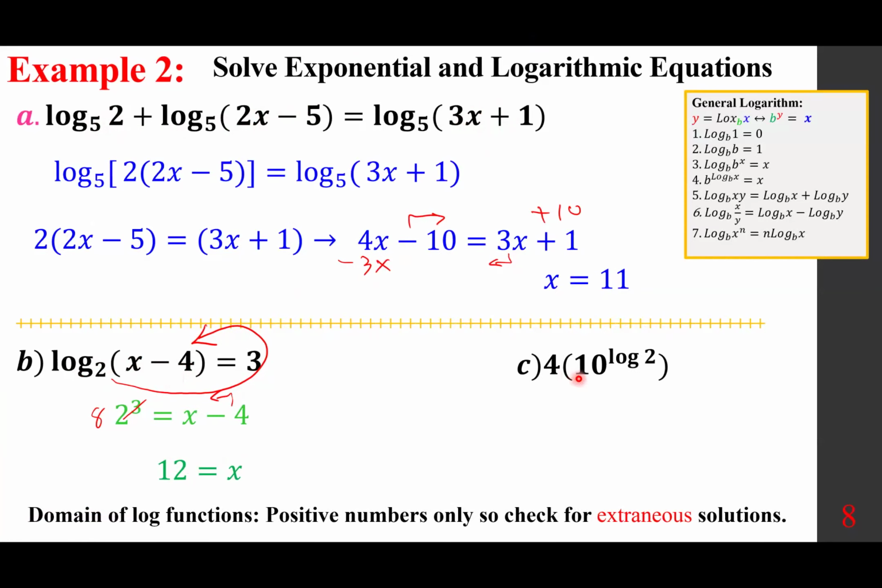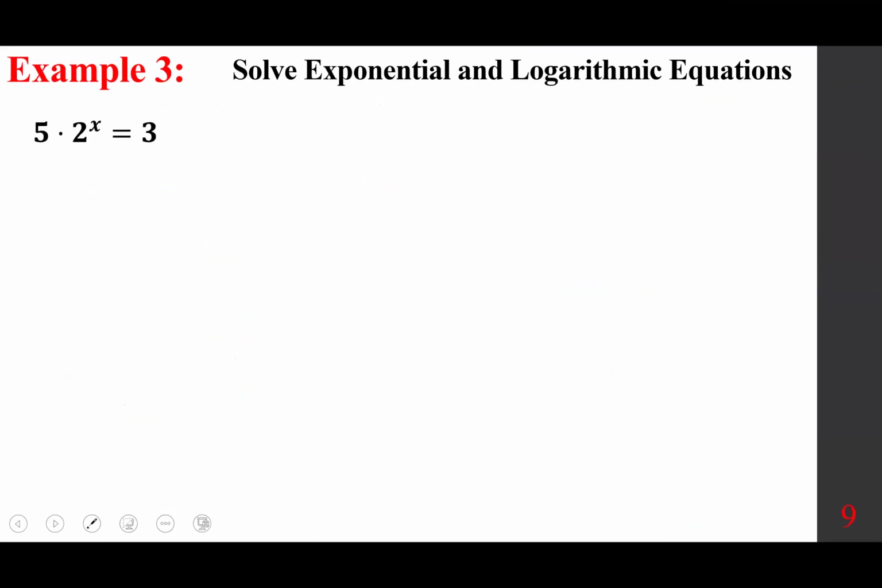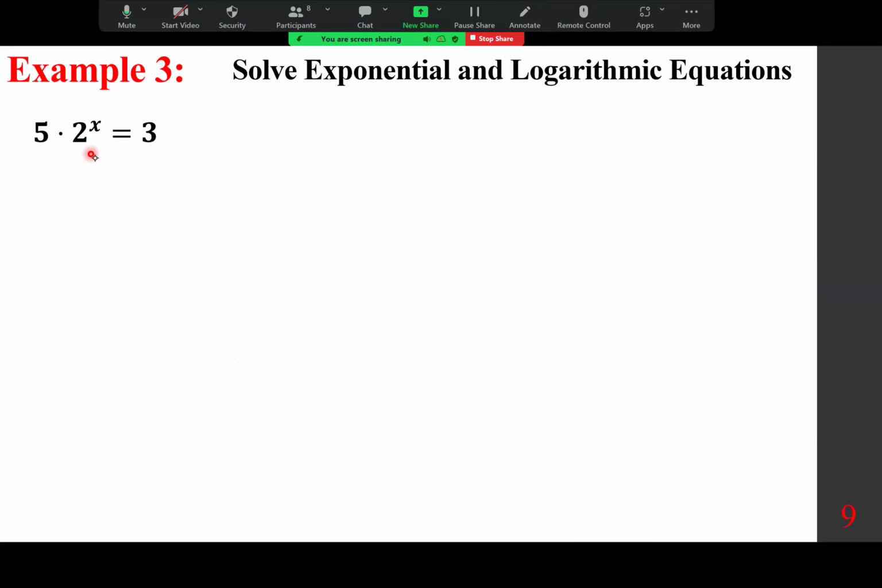4 times the quantity 10 to the power of log 2. So I hope you recognize number 4, b to the power of log x base b is x. So this, remember, log has the base 10, 10 to the power of log 2 is equal to 2. So 4 remains, times 2 equals 8. 5 times 2 to the power of x is 3.